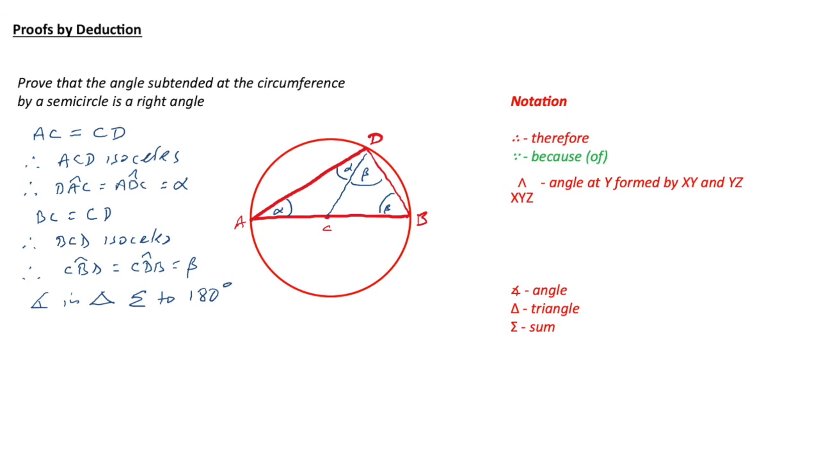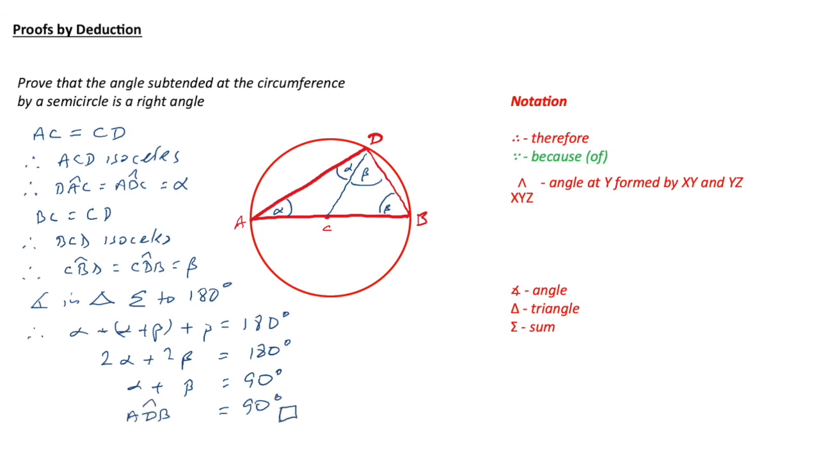That statement there says the angles in the triangle add up, or sum, to 180. So that's the statement we're using to prove this. And from that we can say that alpha, which is the angle at A, plus alpha plus beta, which is the angle at D, plus beta, which is the angle at B, in the red triangle must add up to 180. Therefore we have two alphas, two betas adding up to 180, divide by 2, and we have alpha plus beta equals 90 degrees. And therefore the angle at D from A and B, so the angle subtended, is indeed 90 degrees. And we've finished the proof, so we put that little square there.